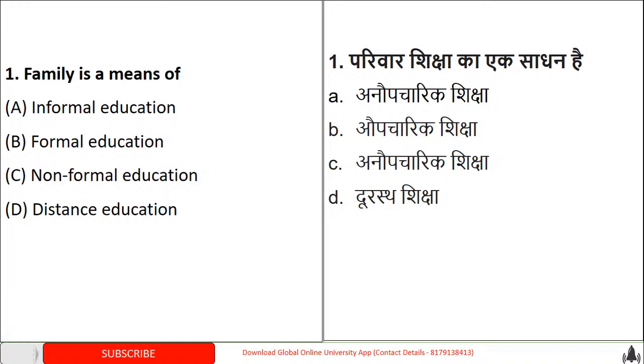Family is a means of what? Is it informal education? Is it formal education? Is it non-formal education, or is it distance education?